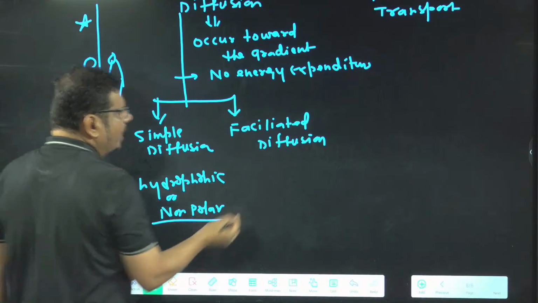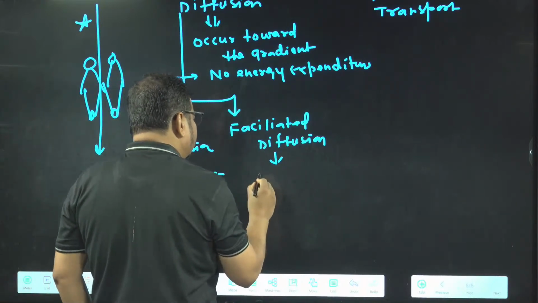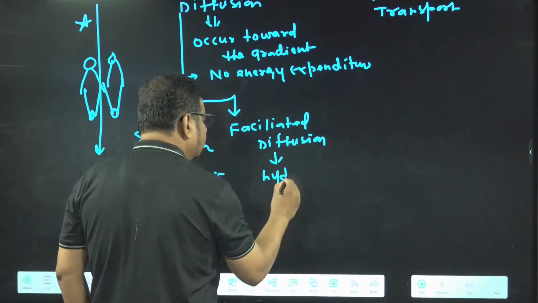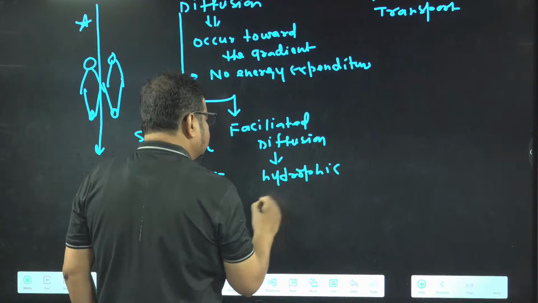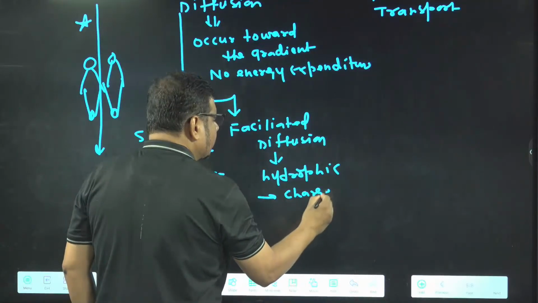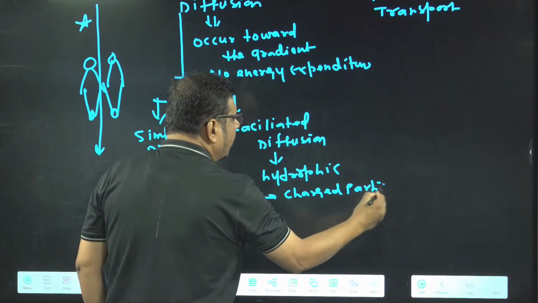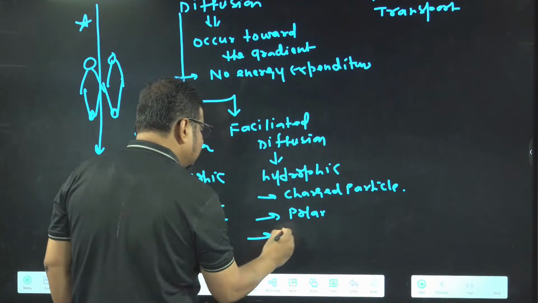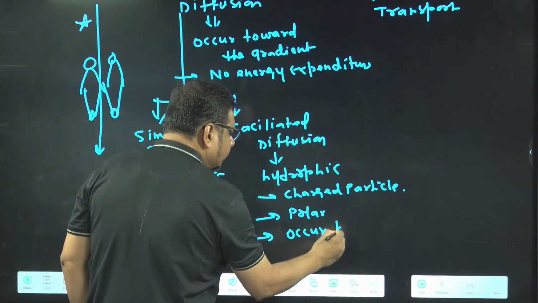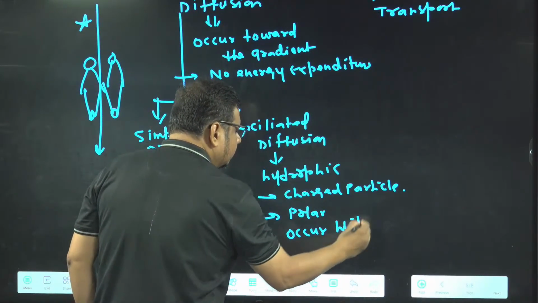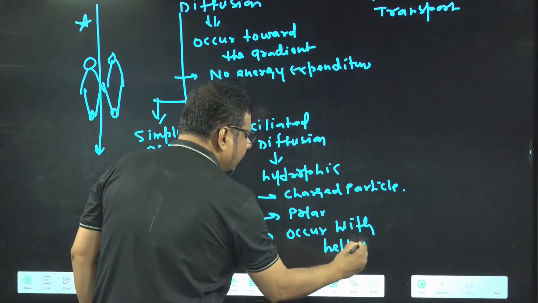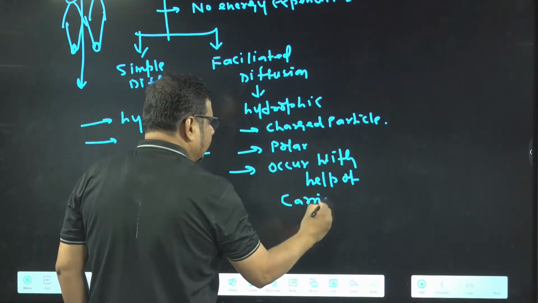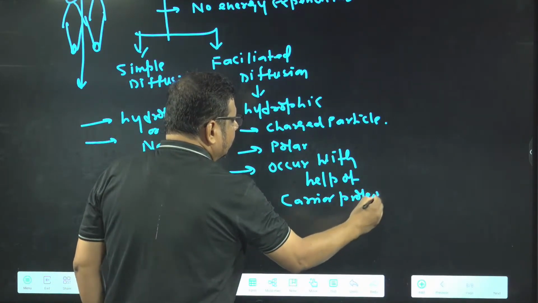If you talk about facilitated diffusion, it occurs for hydrophilic substances and charged particles, from high to low concentration. Polar substances move from high to low concentration with the help of carrier protein. So this is which kind of diffusion?